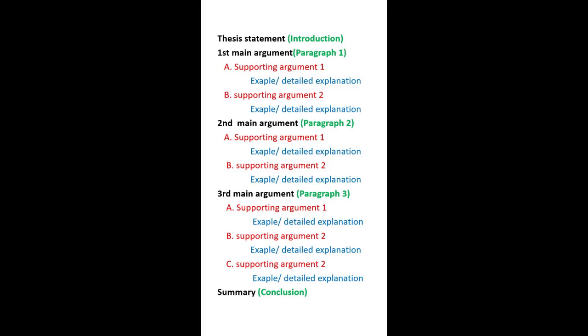Then you write the topic sentence of the first paragraph, which includes the first main argument that supports the thesis statement. Then you have to write the first supporting argument that supports the topic sentence of this paragraph and follow it with examples that illustrate the argument. Then write the second supporting argument for the topic sentence and then provide an example or a detailed explanation. You do the same for the second and the third paragraph.